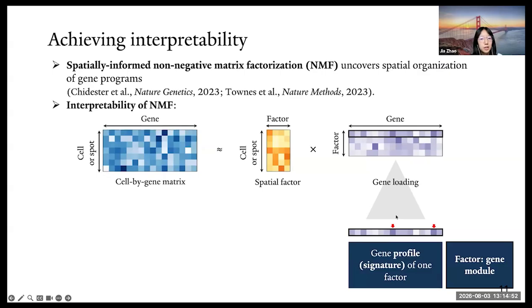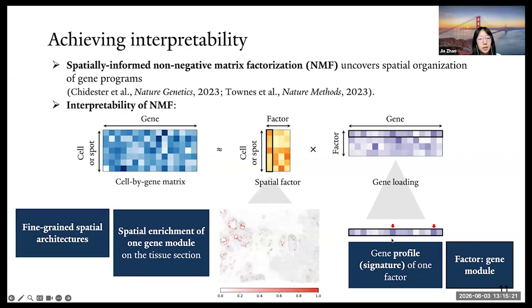So given one factor, we can directly see which genes are really important, giving a very high weight on the factor. With that, given a certain threshold, we may know, okay, there are two genes or 5 genes that are really important to define that factor. And those groups of genes are named gene modules in the field.